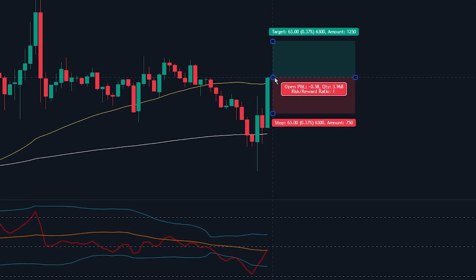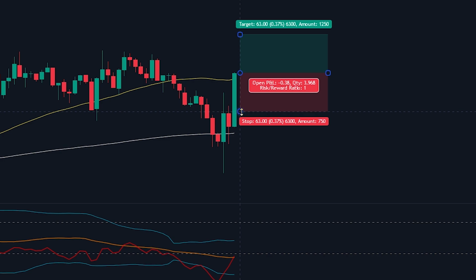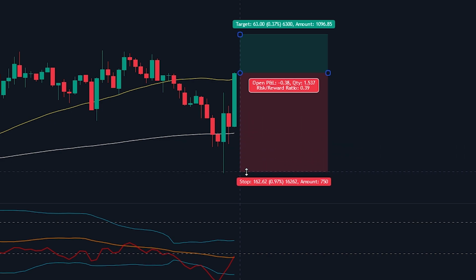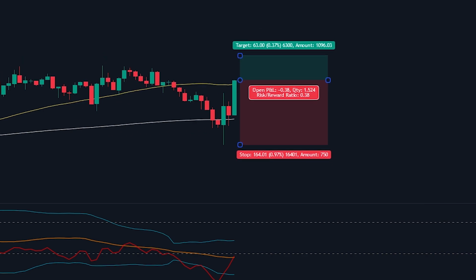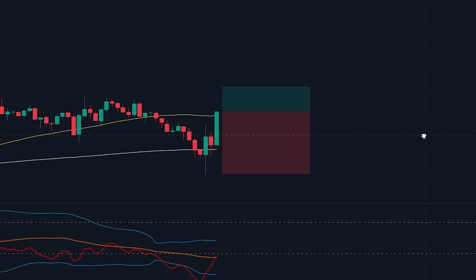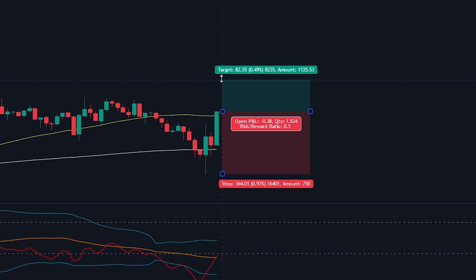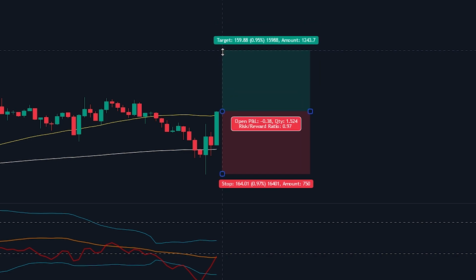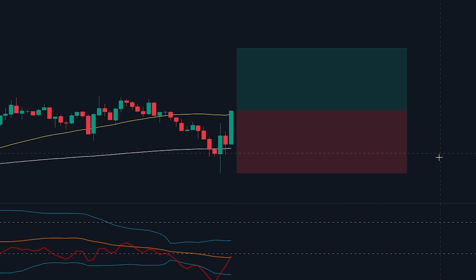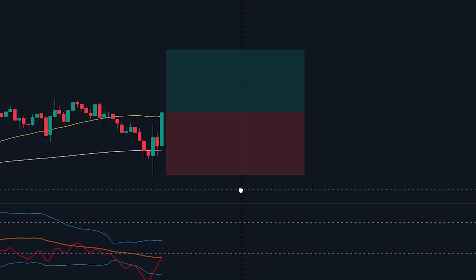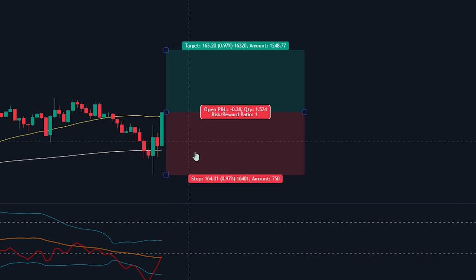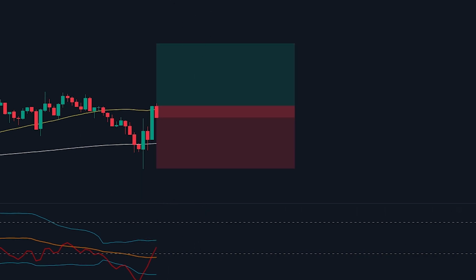To manage our risk, we will be placing the stop loss at the recent swing low, which is a level where we expect the market to reverse if it continues to move against us. For the take profit, we will be targeting a 1-to-1 risk-to-reward ratio for 50% of the position and a 1-to-2 risk-to-reward ratio for the remaining 50%. This means that we are aiming to make twice as much profit as we are risking for the second half of the position. Now let's see how the trade plays out.